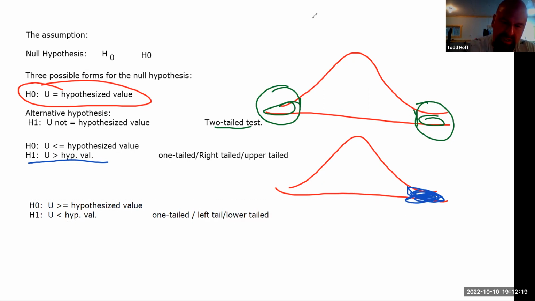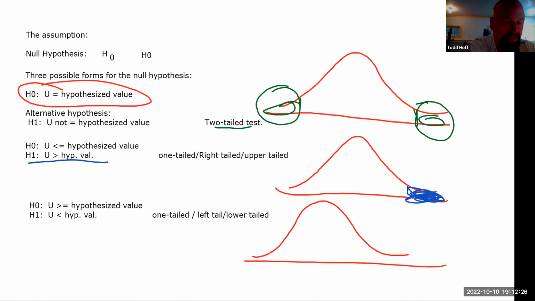So again, we're looking at that sampling distribution, that bell curve. And here, since we're saying that the assumption is that the mean is greater than or equal to a given value, we will reject that assumption if we get a sample result that's far enough down on the lower tail or the left tail of that distribution.